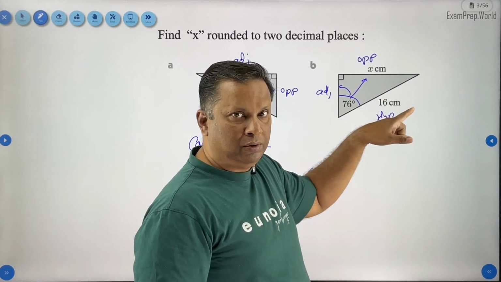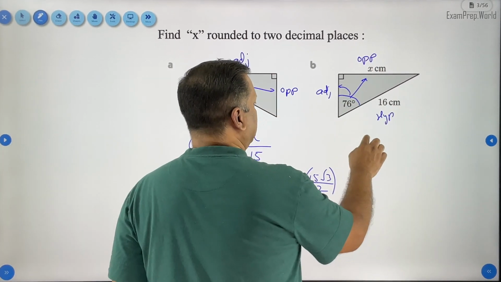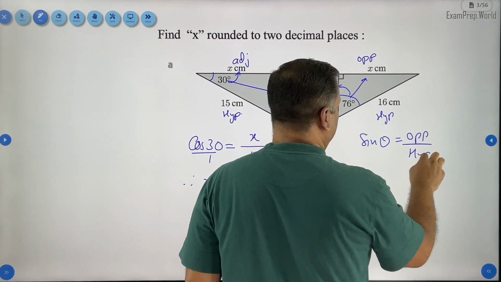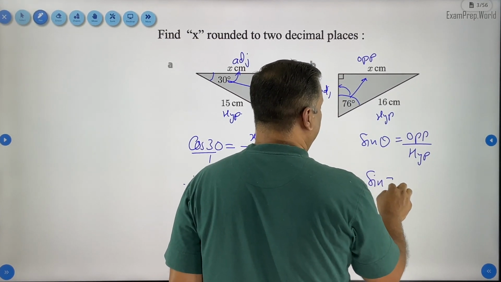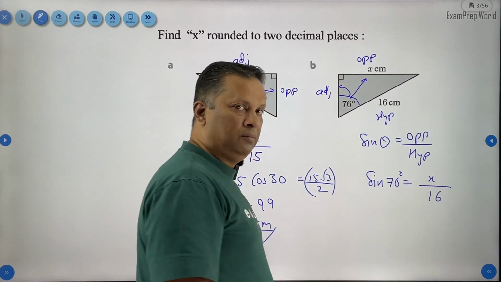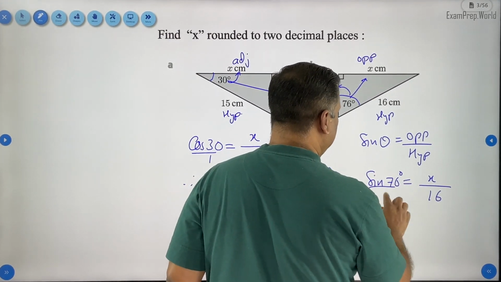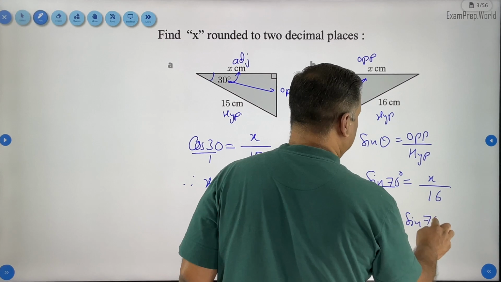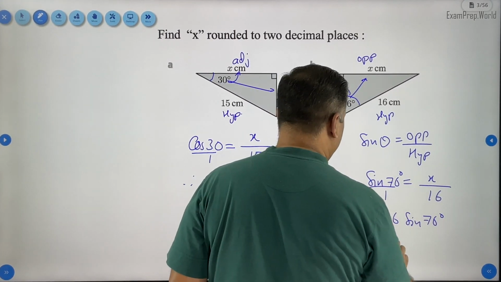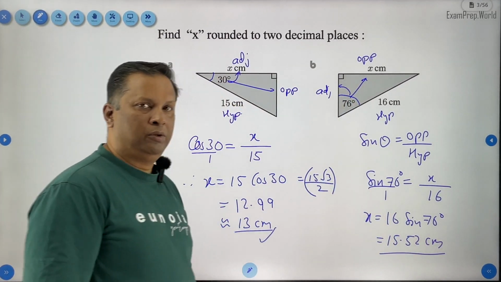So which ratio will you use? You should use sine theta, because sine theta is opposite over hypotenuse. Therefore, sine of 76 degrees is x over 16, right? So now x will be equal to 16 times sine 76. That is 15.52 centimeters. That should be the answer for that.